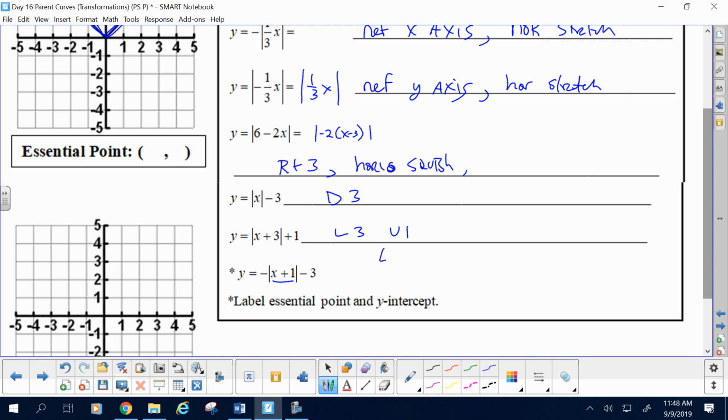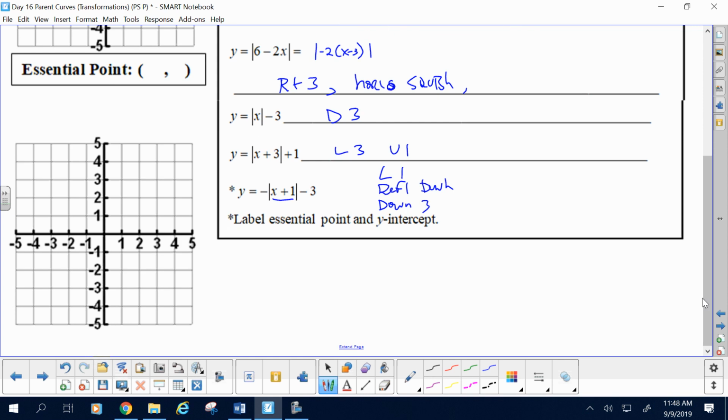And last but not least, this is in order. First you go left 1. Then you reflect. Then you reflect up or down. I said you work inside out, so you gradually work from x on out. So x first, then left 1, then the negative, which is a reflection, down, and then you go down 3.